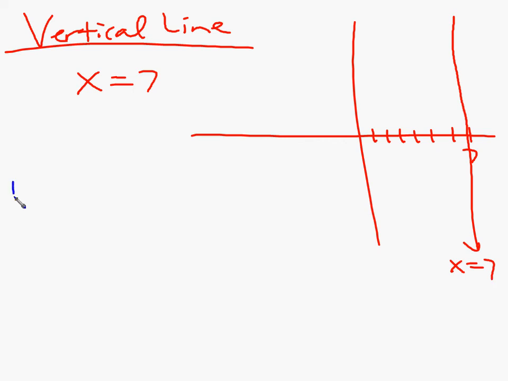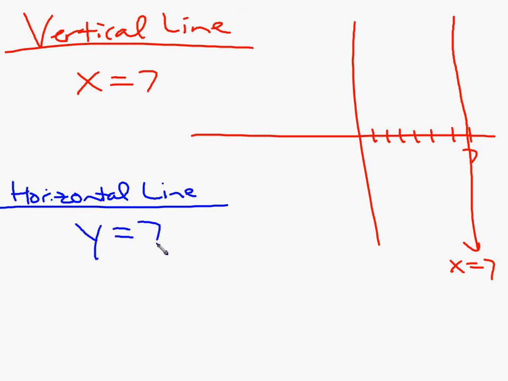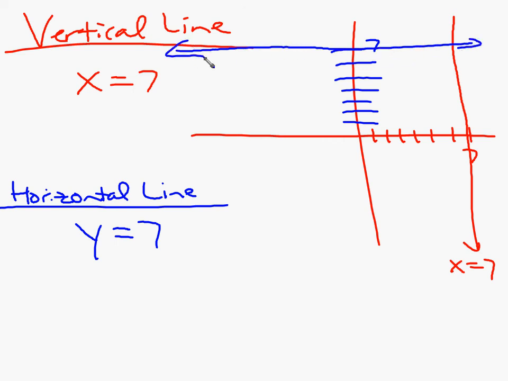For a horizontal line, you will just have a y. If you see y equals 7 and there's no x, just y equals a number, then you know that's going to be a horizontal line through 7. So if you see those problems, you're pretty happy because you don't have to make a table, you don't have to solve it for anything, you can just sketch the graph. And we're going to stop there for today.